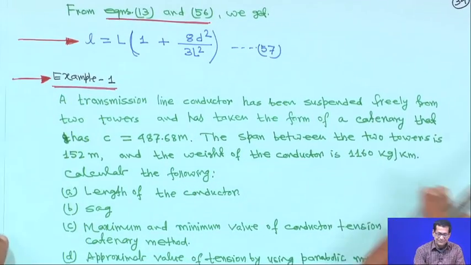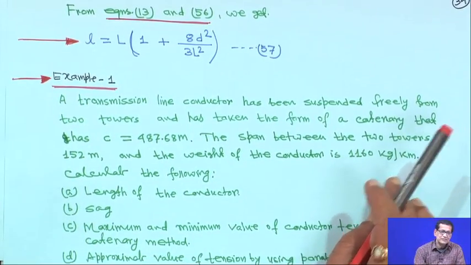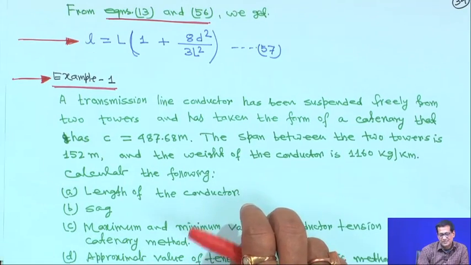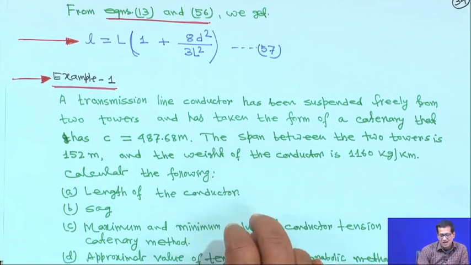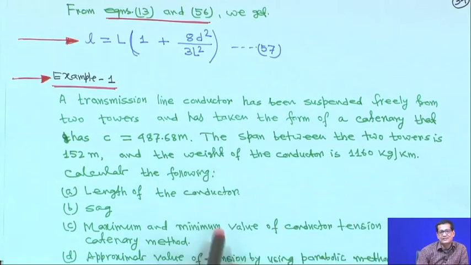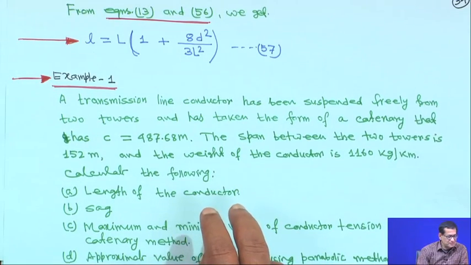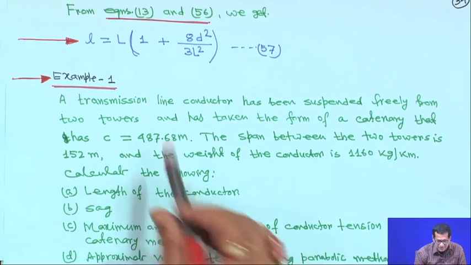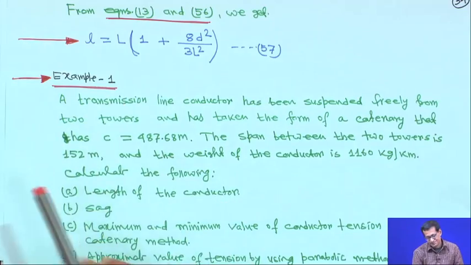So, with this, whatever derivation was there for equal supports, one is the catenary shape, another is the parabolic shape. These are all the mathematical expressions up to equation 57. Now we will take an example, after that we will consider wind pressure and ice formation on the conductor. So, first you take an example, say example 1.